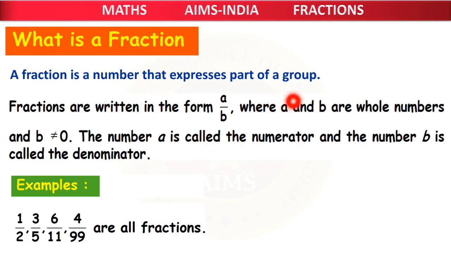A fraction is a number that expresses part of a group. What is a fraction, students? A fraction is a number that expresses part of a group. Fractions are written in the form of a by b, where a and b are whole numbers and b is not equal to 0. The number a is called the numerator and the number b is called the denominator.